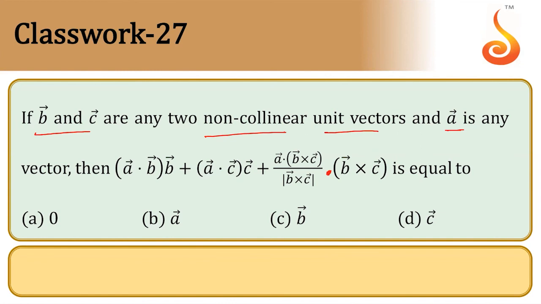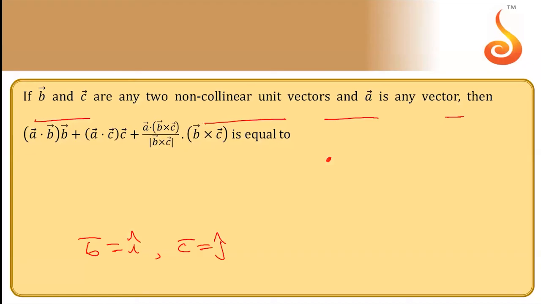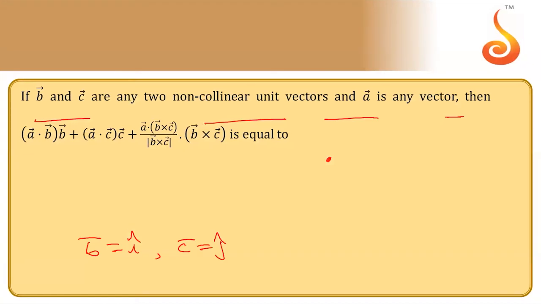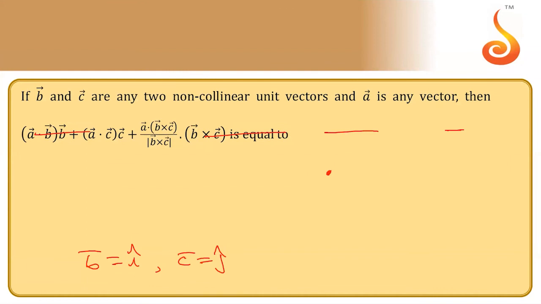Means you can assume B bar equal to i bar. You can take C bar equal to j bar. Just assume like that. Okay, we will solve it on the next page. Here I'm taking like this. So if I'm taking like this, what will happen? A bar you can take as a general vector. A bar is any vector. A bar equal to xi plus yj plus zk.